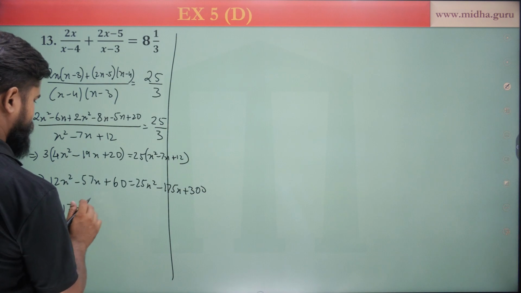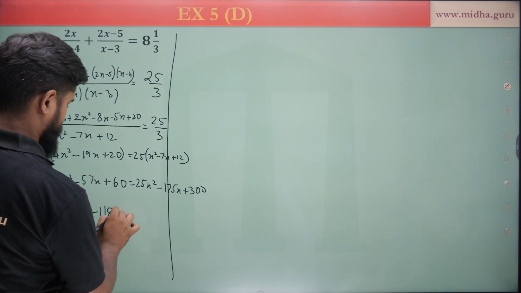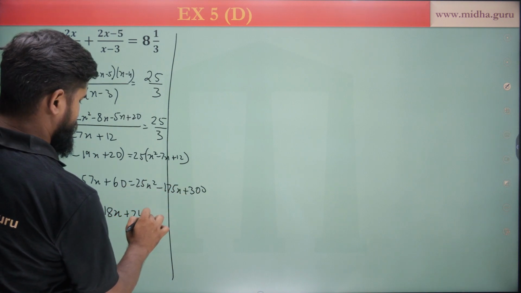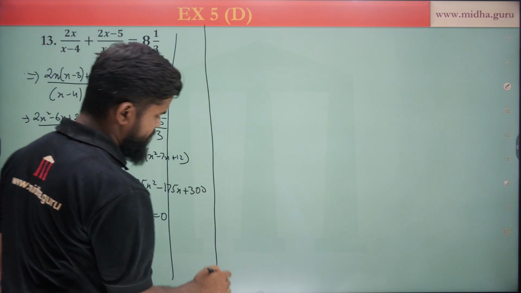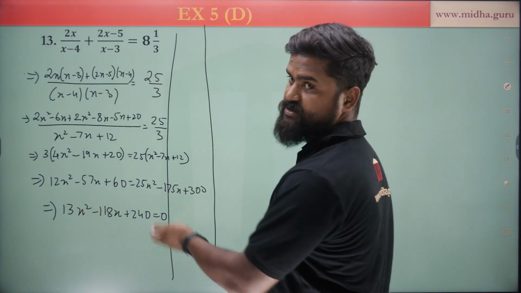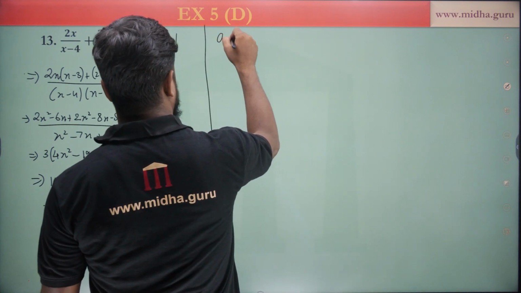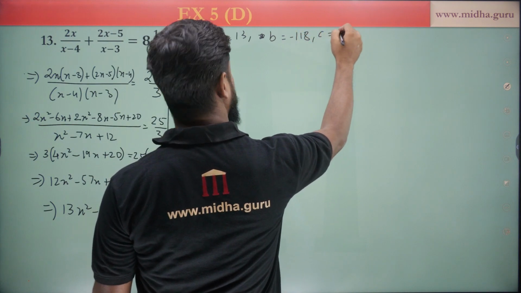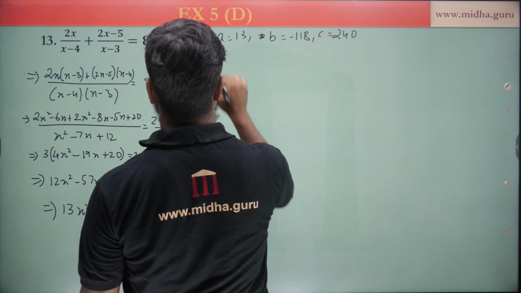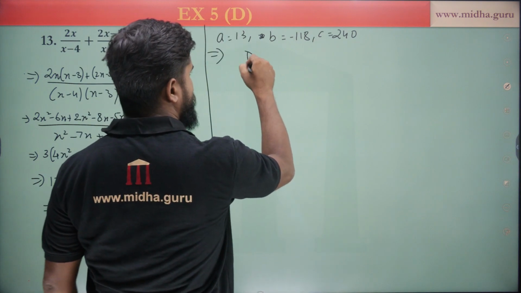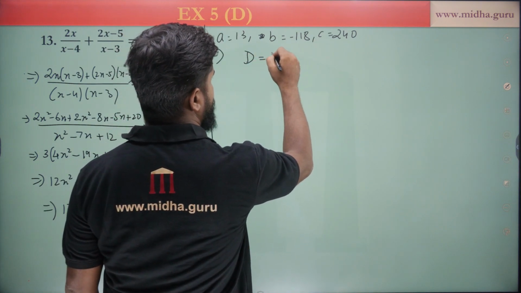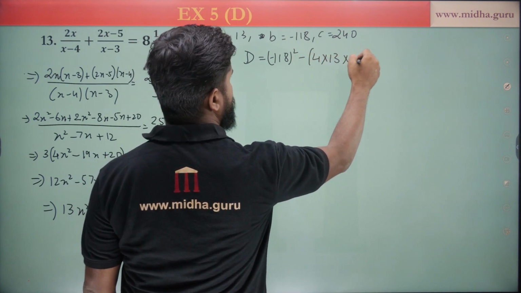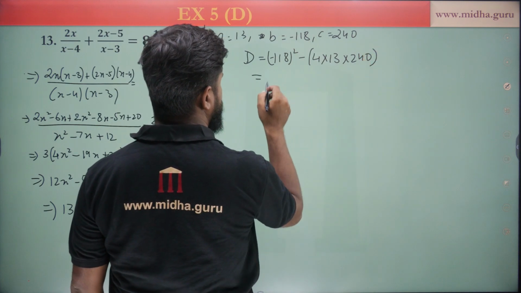13x squared minus 118x and 240. So, this is our final equation in the standard form, which means A is equal to 13, B is equal to minus 118 and C is equal to 240. Now we can start solving by finding the discriminant first, which is minus 118 squared minus 4 times 13 into 240.